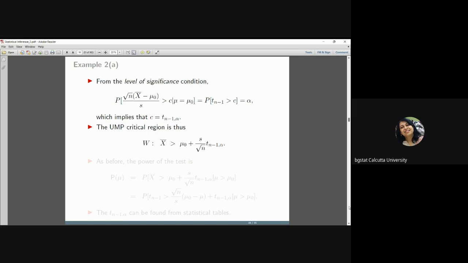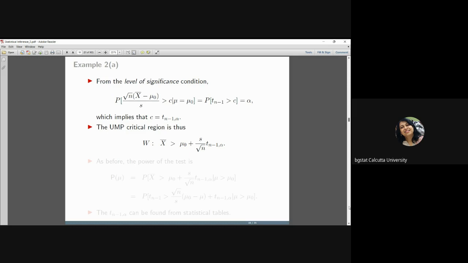So we use the notation c is equal to t subscript n minus 1, alpha. What that means is, if I plot the probability distribution function of the t distribution, then this quantity t n minus 1 alpha is the point which corresponds to a probability of alpha in the right tail. It's possible to get this again both from tables as well as from software. And plugging in this value of c, my critical region is that I will reject H naught if x bar is greater than mu naught plus s over root n t n minus 1 alpha.